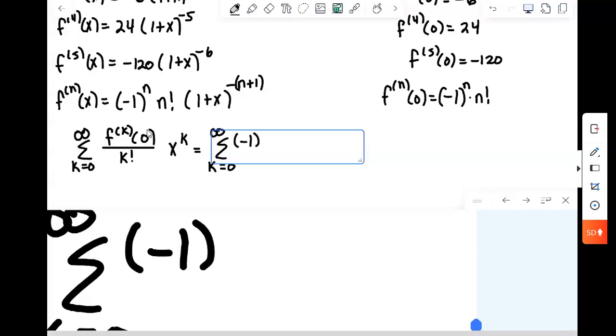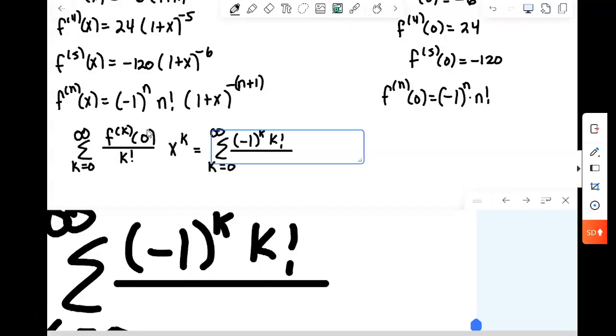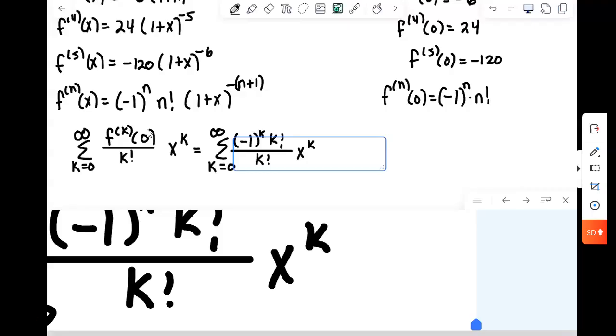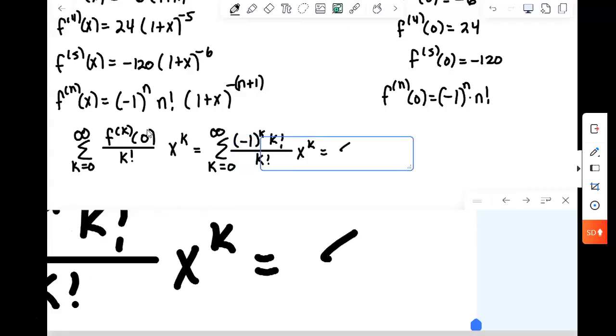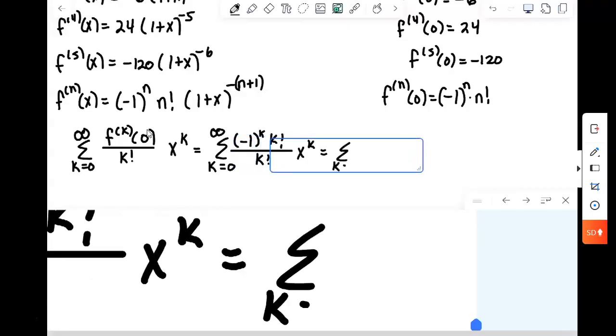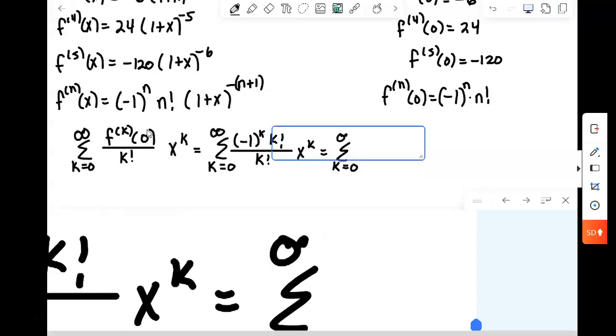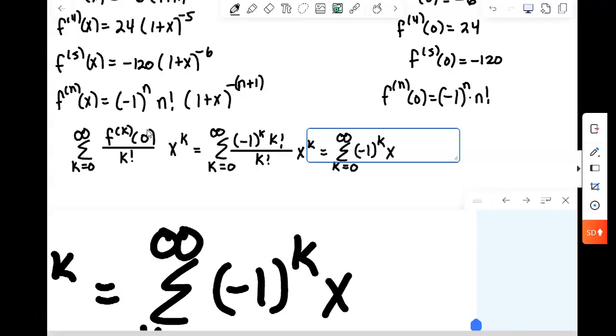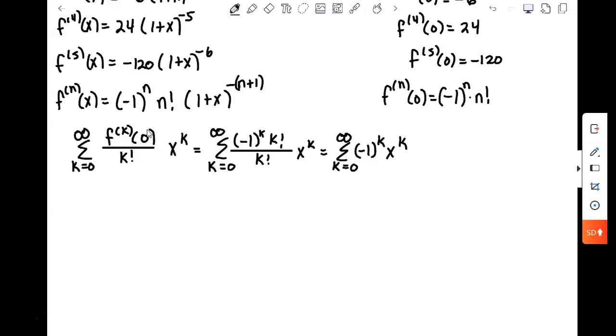1 to the k times k factorial all over k factorial x to the k. So our Taylor series would simplify to be sum as k goes from 0 to infinity of minus 1 to the k x to the k. That would be our Taylor series for this thing.